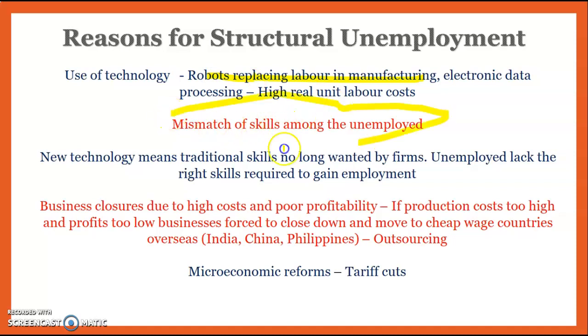There's a mismatch of skills among the unemployed. So the unemployed may have skills that are no longer in demand. So things that are no longer produced, like say VCR players, or if you produce using wool and then suddenly synthetic materials take over. So basically you lose your job because of inferior technology or you don't have skills that the labour force requires. New technology means traditional skills are no longer wanted, so you don't have the right skills to gain employment. Business closures because of poor profitability.